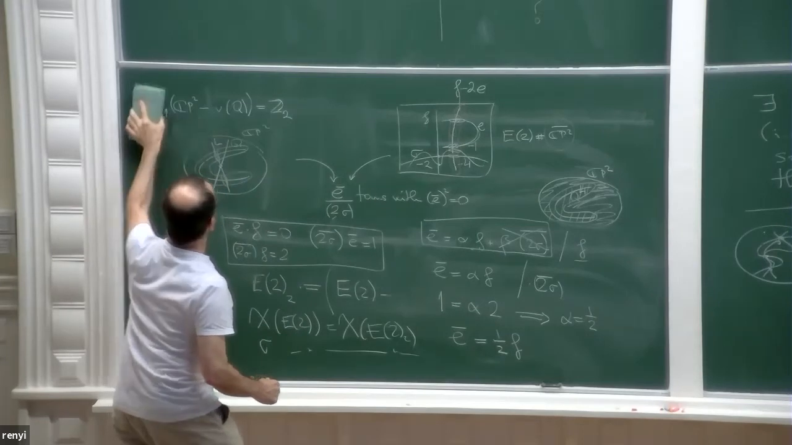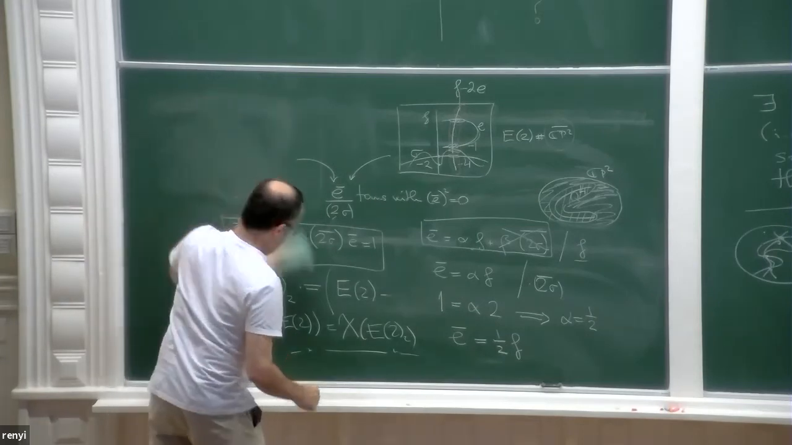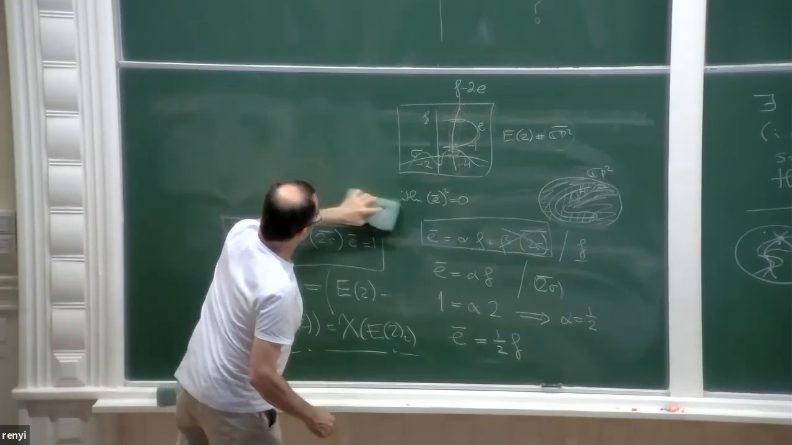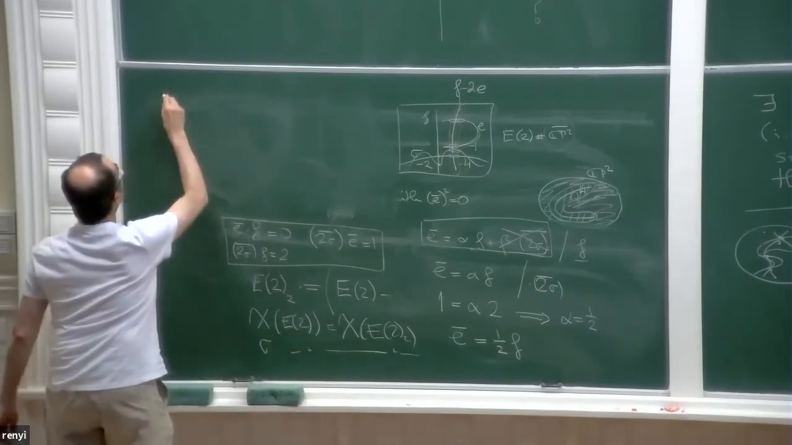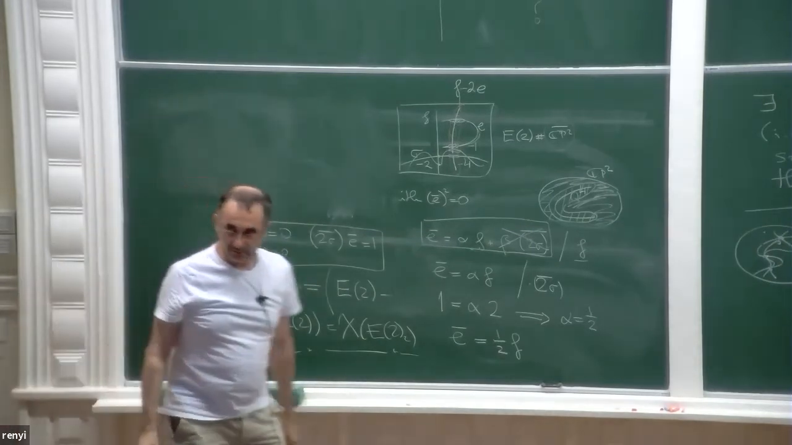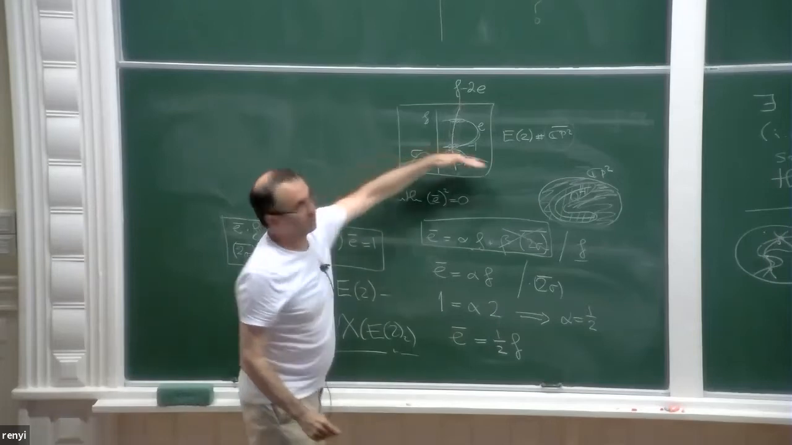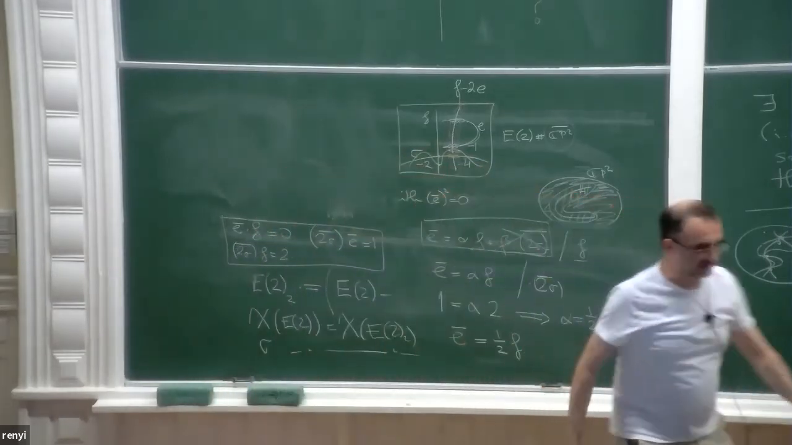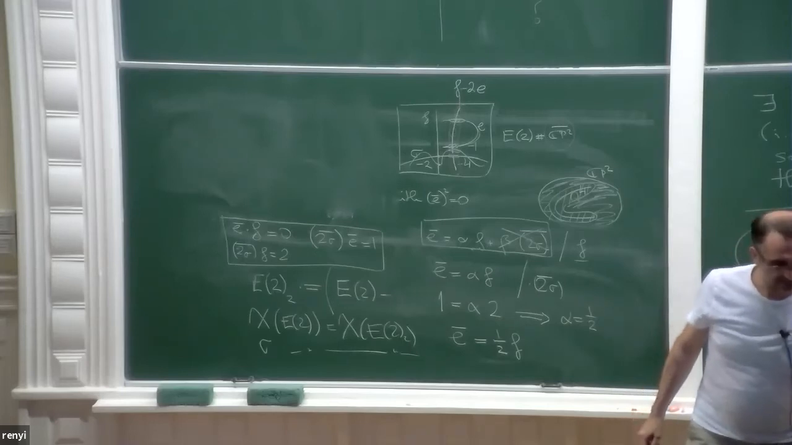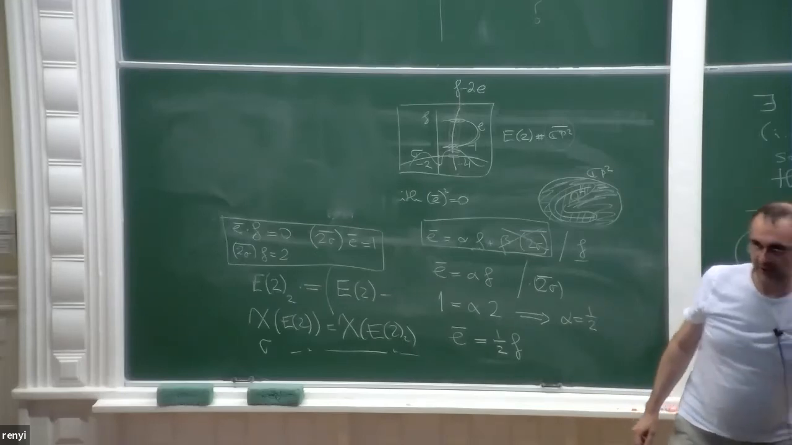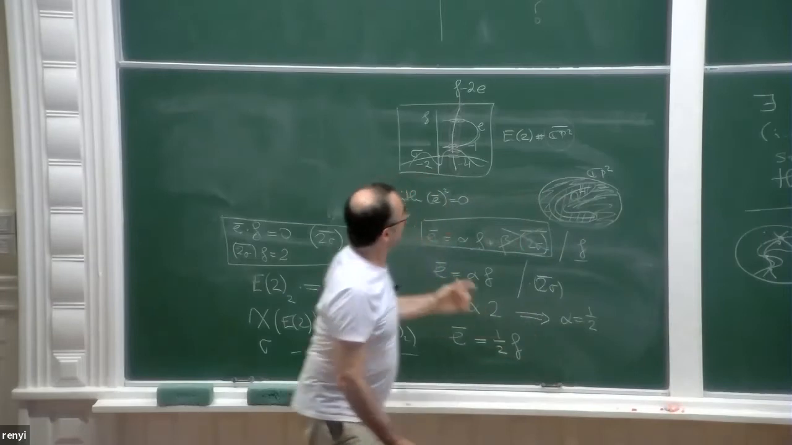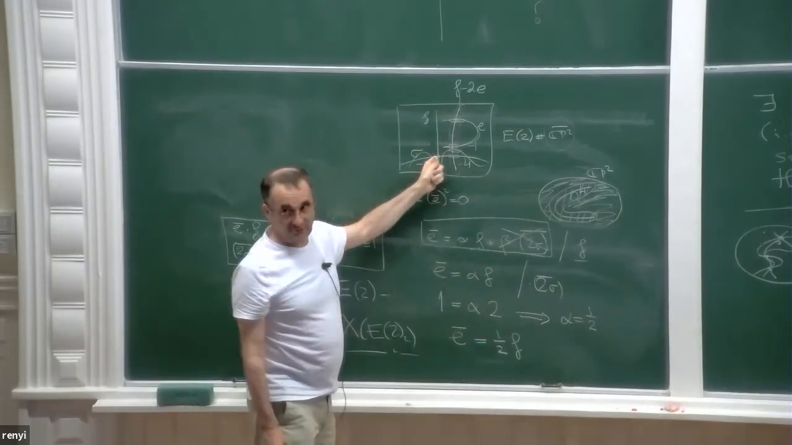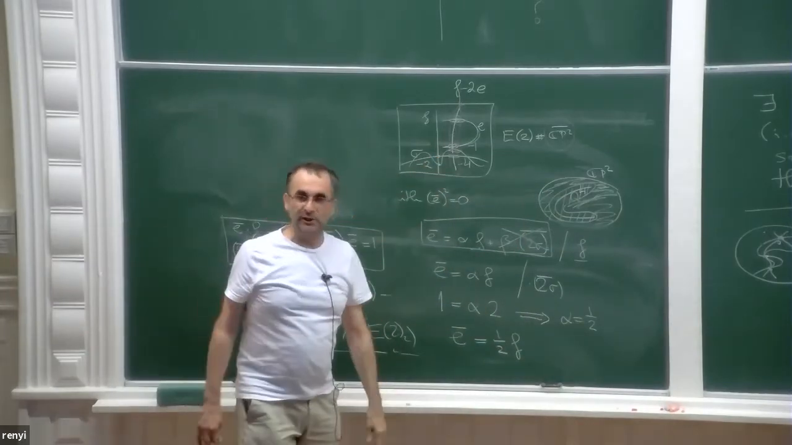So I still don't want to switch to the next board. Two quick questions. Could you remind me what this sigma was again? Sigma was the section. Any choice of section has the property that it will intersect the fiber in one point, and this is all what we needed.